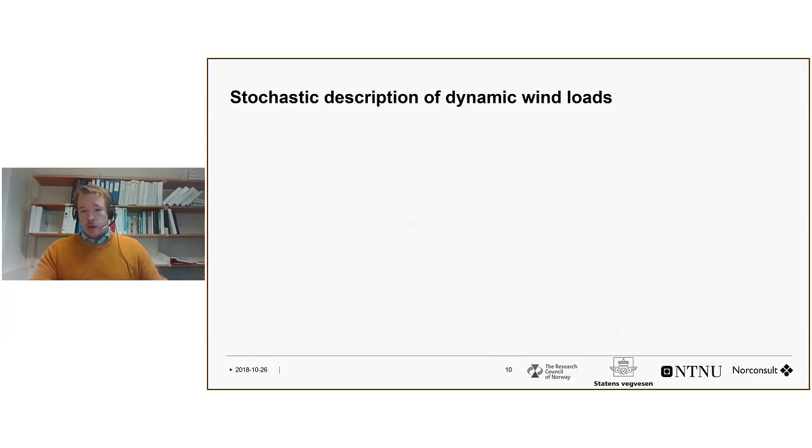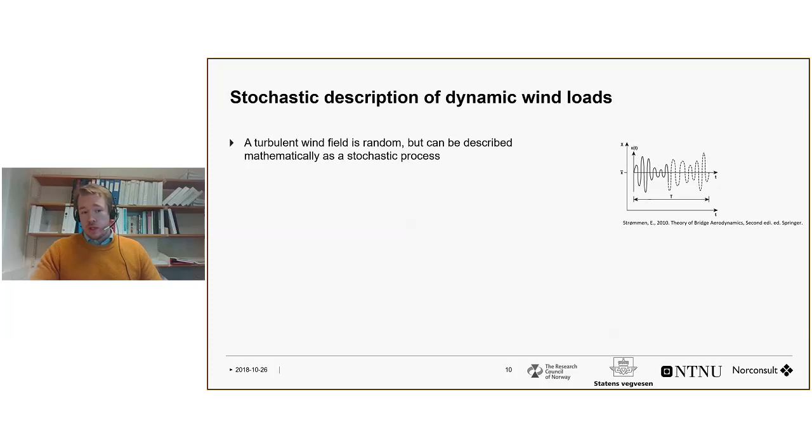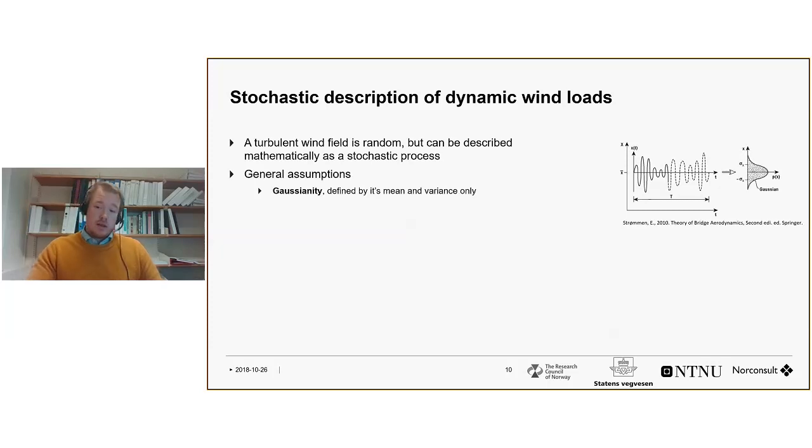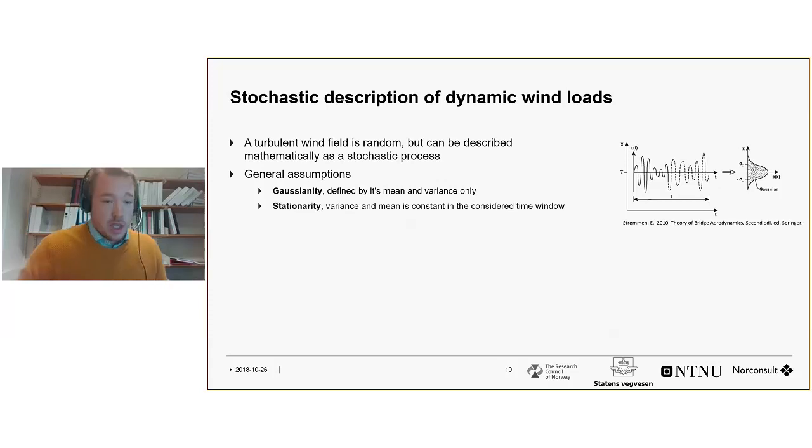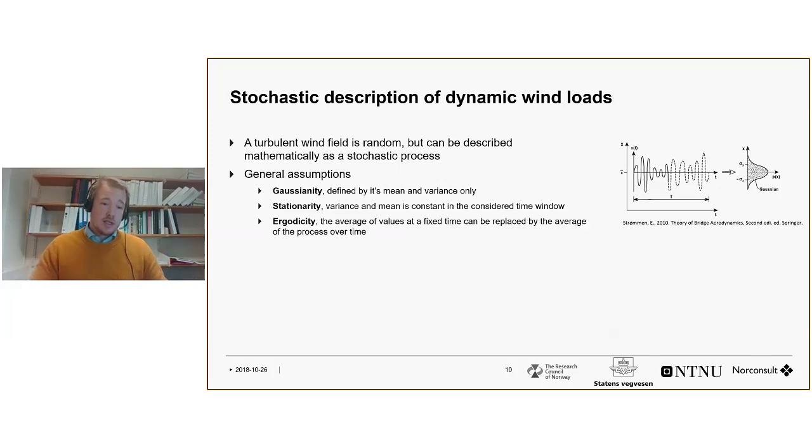So, to some theoretical background: the turbulent wind field is random, but it can be described mathematically as a stochastic process. And we base the mathematical description on some general assumptions. The first one is the Gaussianity assumption, meaning that the mean and the variance of the process can define the process. The stationarity assumption, meaning that the variance and mean are constant throughout the considered time window. And the ergodicity assumption says that the average of values at a fixed time can be replaced by the average over the process over time.